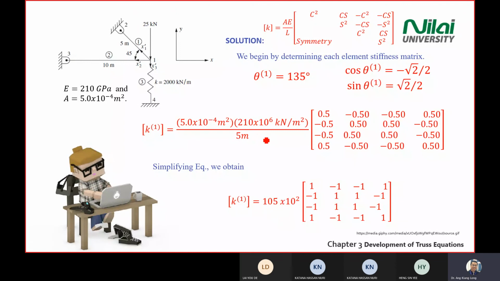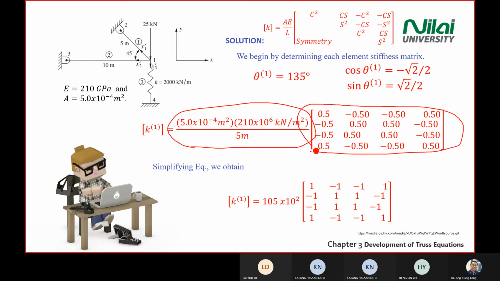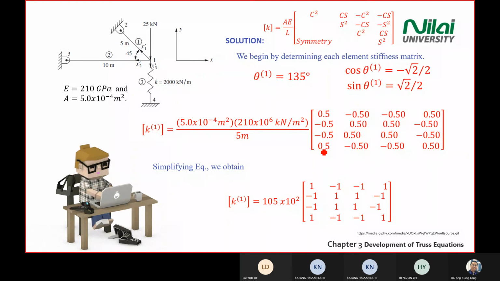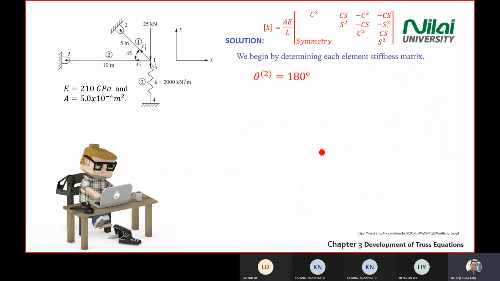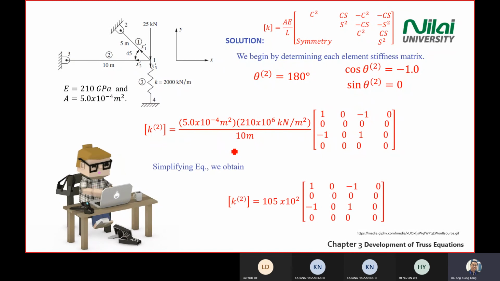So you can simplify this one and this one become this one, yeah. Okay, element 2, 180, you do the same. You get stiffness matrix for element 2. Import your A, import your E, import your L, and you do the calculation here. And then you do the same, you simplify so that your matrix will get 1 and 0 and 105, 10 power negative 2.